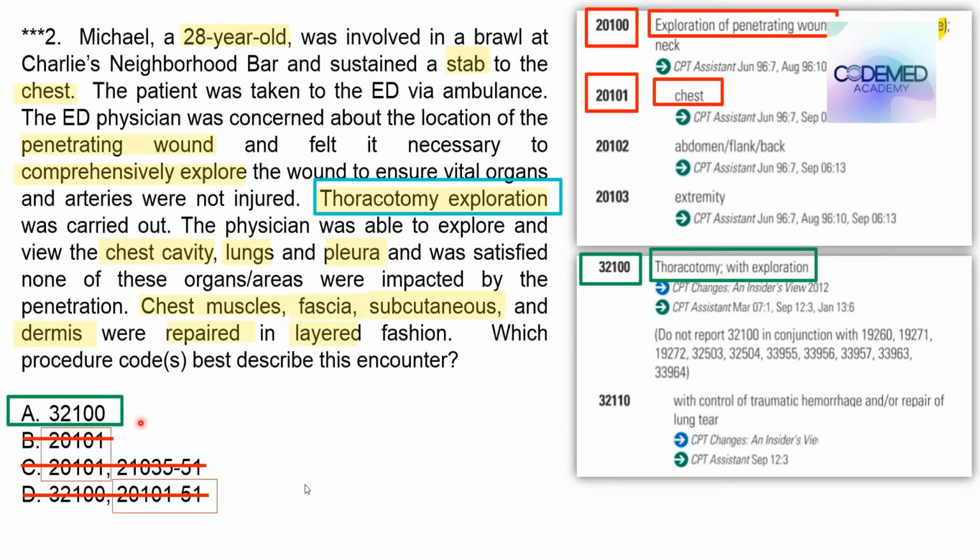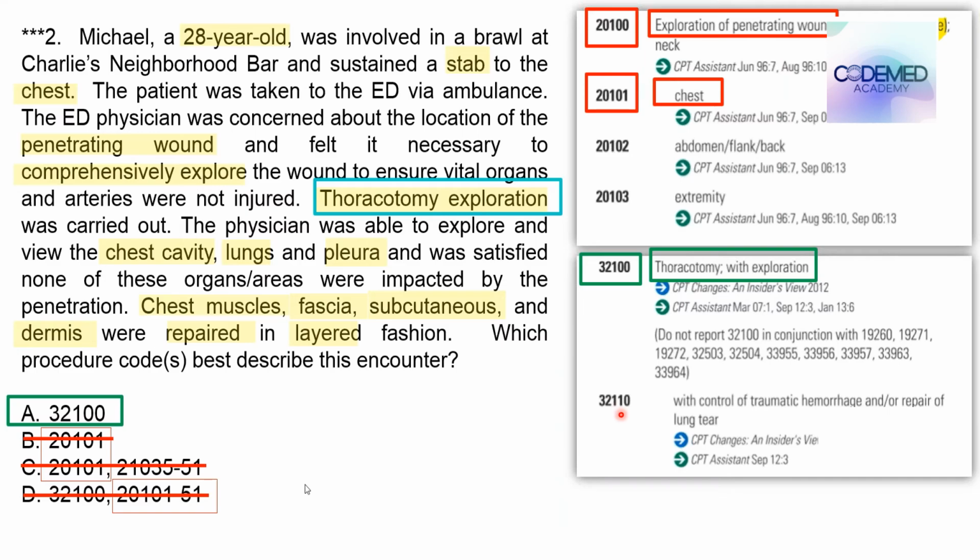So here after going through all the options, A is the correct option because this is the case of the thoracotomy exploration. So if you see the code 32100, it talks about the thoracotomy with exploration. So they have cut open the chest and they have done the exploration also. So that one code suffices for both the cutting and exploration. So we will use only that code. And the remaining codes which talk only about the exploration are not the correct codes.